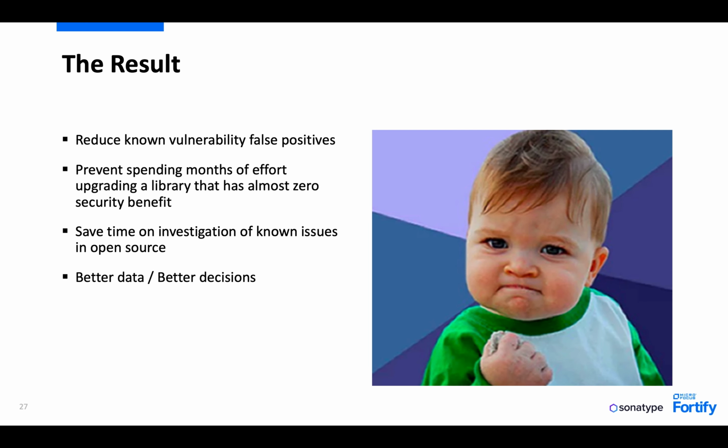Okay. So reduce known vulnerability false positives, right? They're not false positives, and it is a vulnerability, right? So it's not a true false positive, but you're not actually vulnerable. You could spend months upgrading a component that you are not actually vulnerable through, right? So who doesn't want to save time on anything that can be automated? So if I can automate the basic triage of known vulnerabilities in custom code, I should, right? Better data, better decisions.